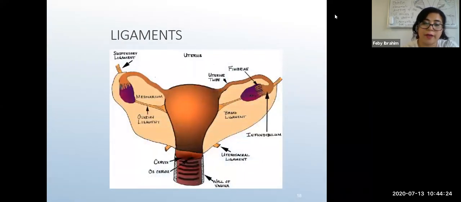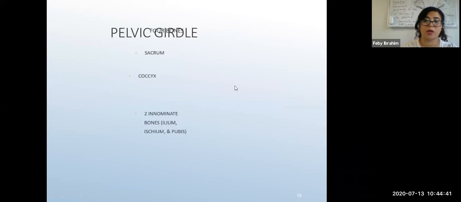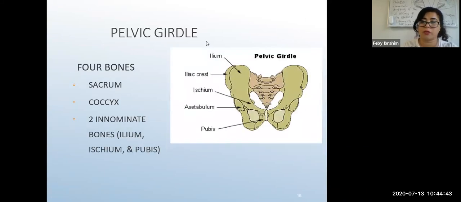This is for the ligaments. You're going to have the broad ligament. You have the uterosacral, and there should be one here, which should be the round ligament. Not all the ligaments are seen in this one. Let me try to show it to you.